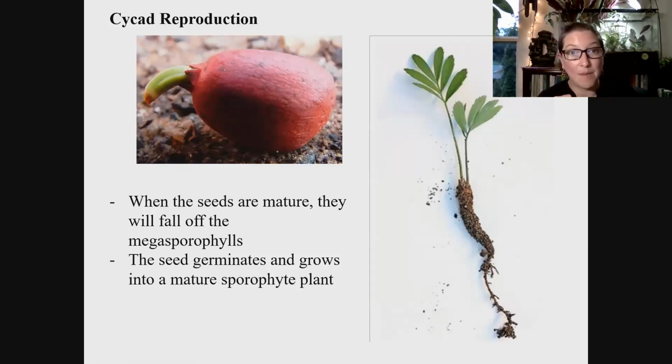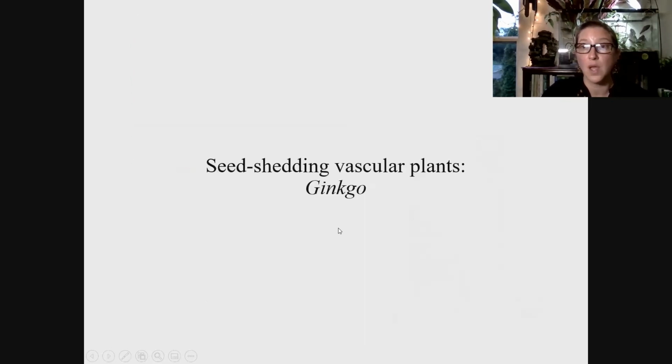Inside of the seed is the embryo, right? And so eventually the seed will germinate and the embryo will come out of the seed, and then you'll have your new cycad plant as shown here on the right, which will grow into a new mature sporophyte plant. So that was kind of a crash course through cycads.